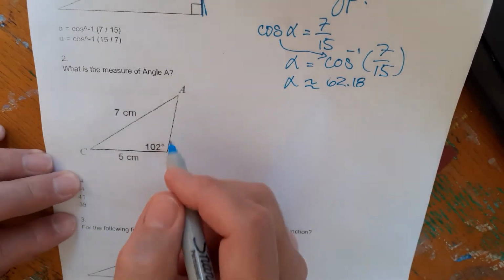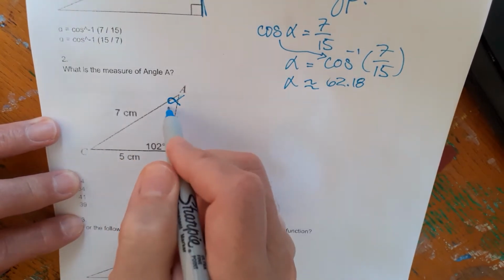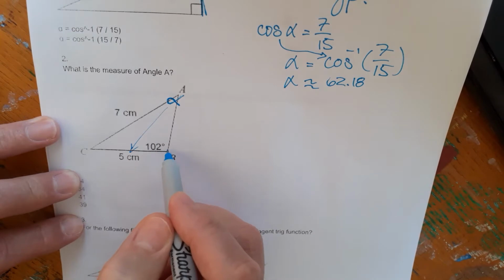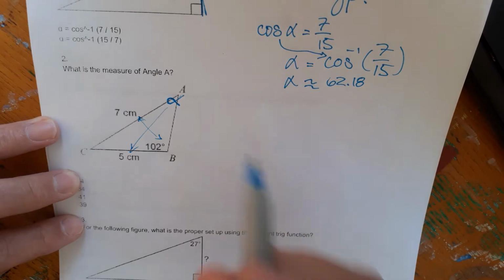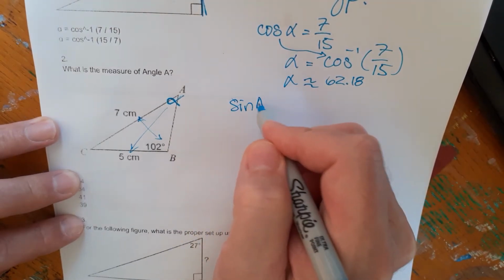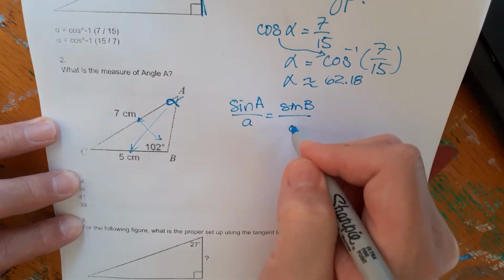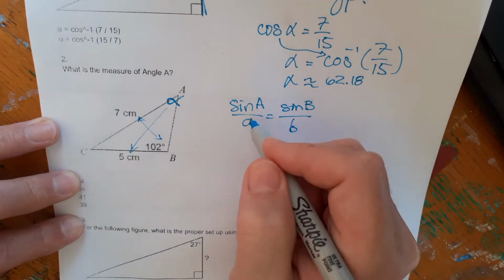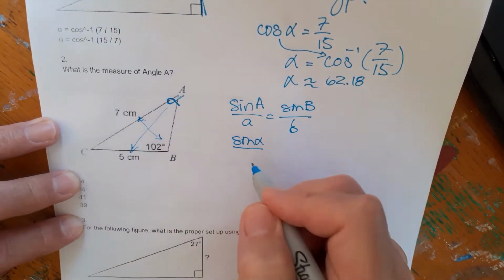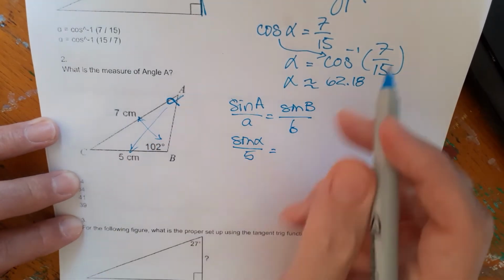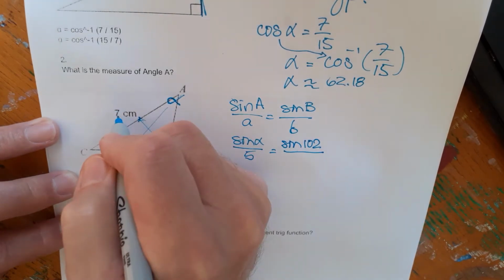So what's the measure of angle A? Angle A is over here. Let's put an alpha in for angle A. We have a side across from this, and we also have another angle and a side across from it. So this is going to be law of sines. We have sine of A over a equals sine of B over b. Sine of A we don't know, so it's going to be sine of alpha over the side across from that, 5, equals sine of B, which is 102 degrees, so sine of 102 divided by 7, which is the side across from it, or opposite.